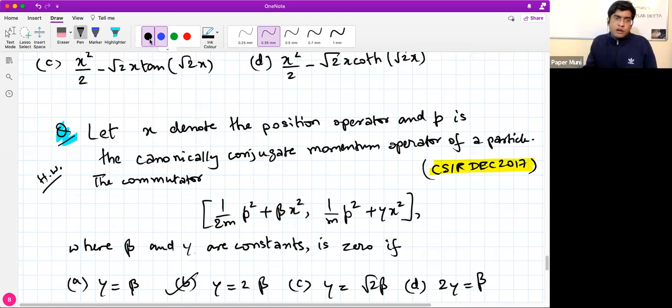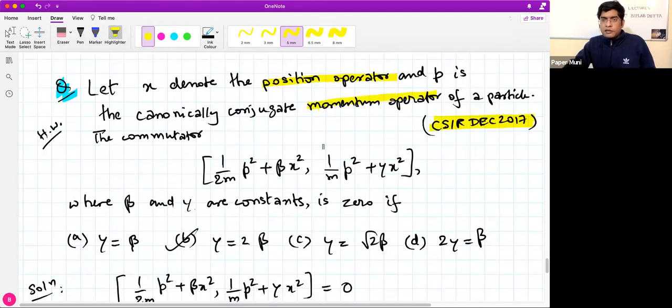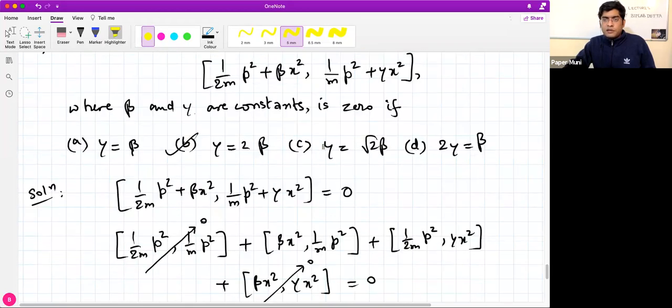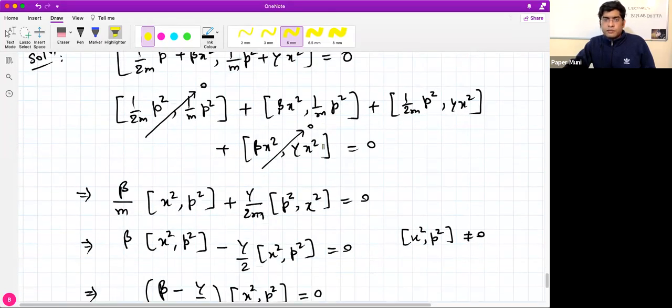Whenever you have been given an operator, it's a quantum mechanical question. If the operator was missing, then I would have treated this as a classical mechanics question.